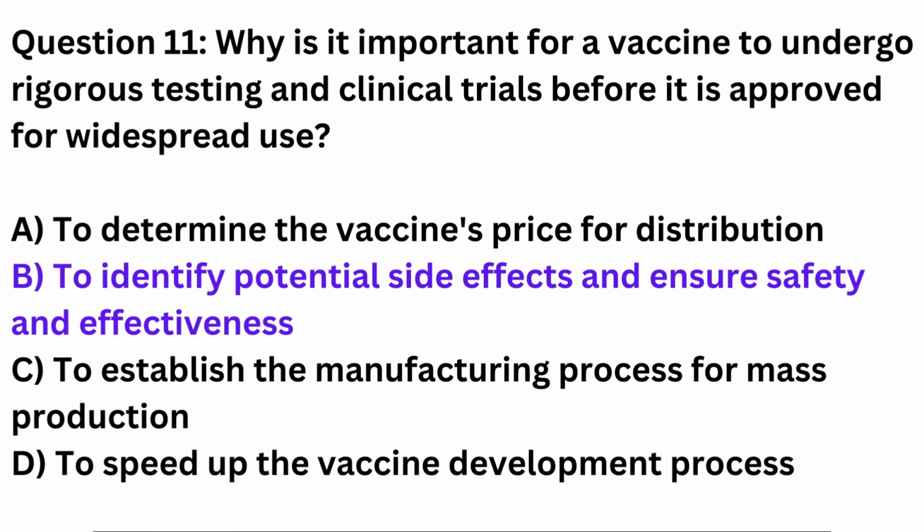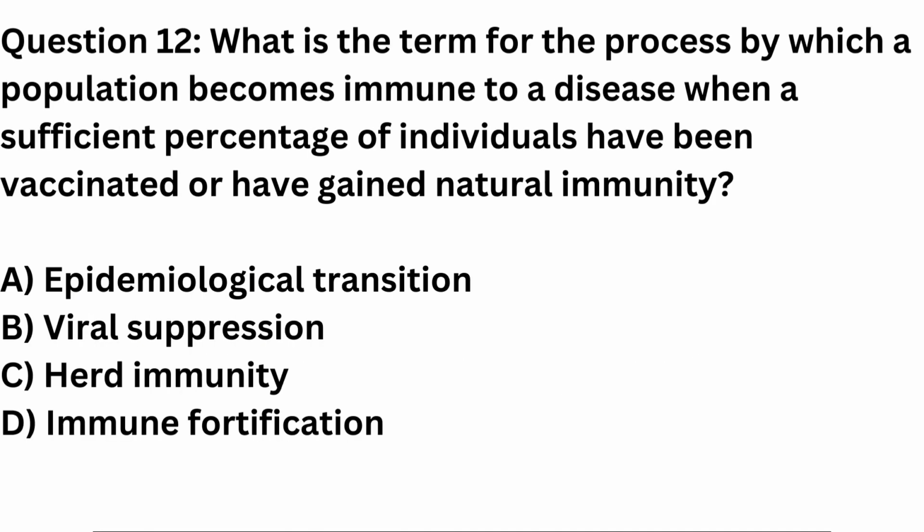Correct answer, B. To identify potential side effects and ensure safety and effectiveness. Question 12. What is the term for the process by which a population becomes immune to a disease when a sufficient percentage of individuals have been vaccinated or have gained natural immunity?